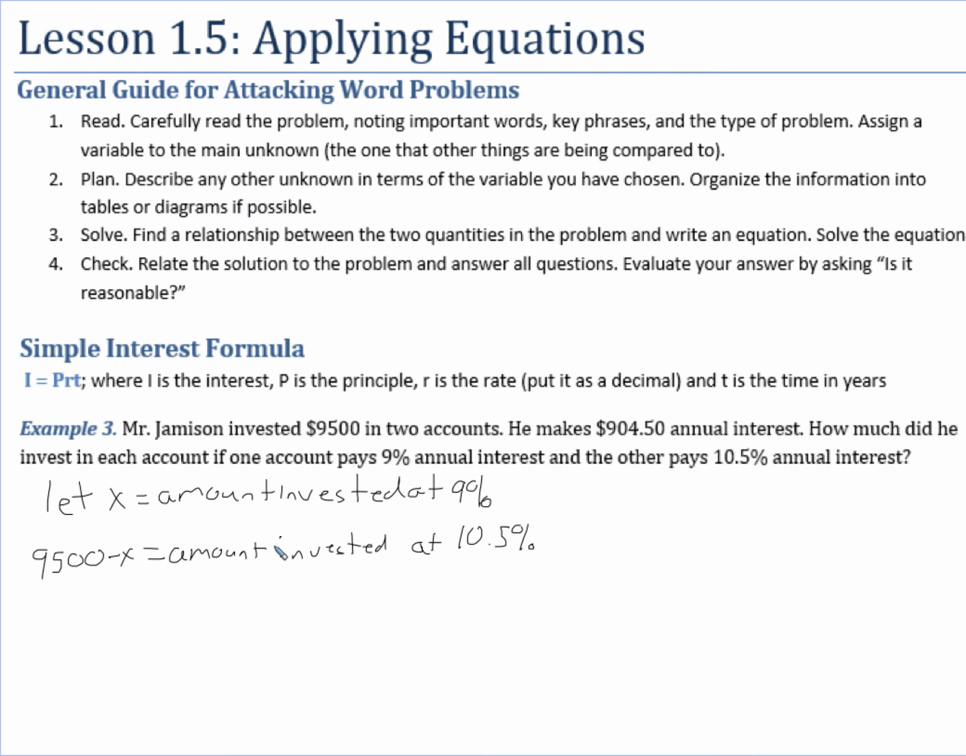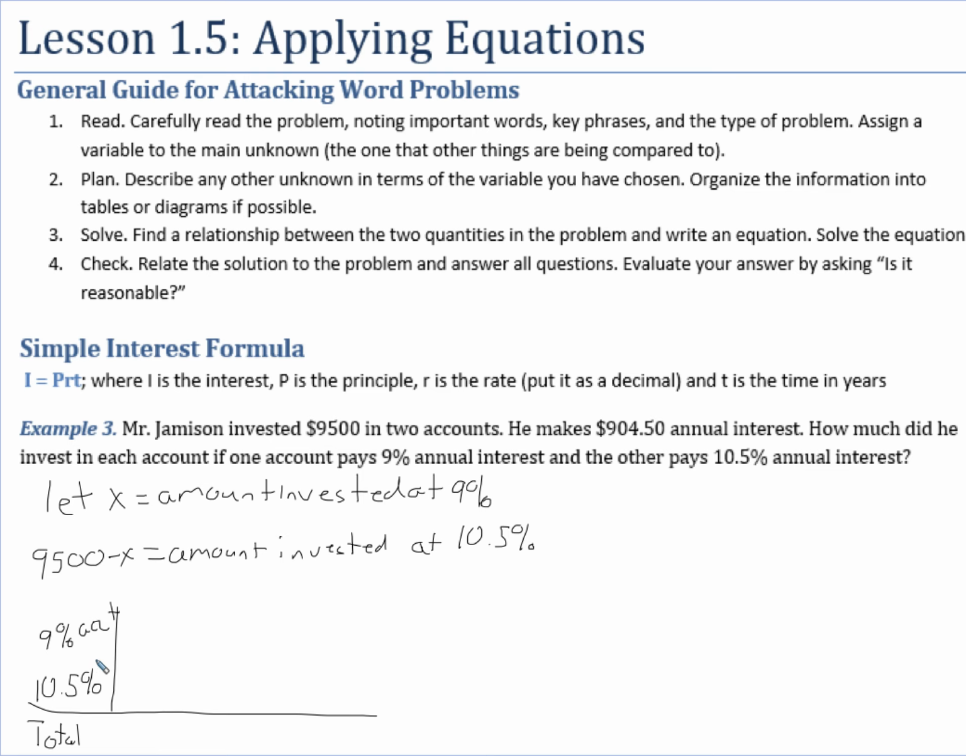So what we did there is we came up with our first variable, and then we were able to describe, so step 2, plan, our other variable. And now we're going to set up a table here because he has these two accounts. So we have the 9% account and the 10.5% account. And in this case, we have totals. So we're actually going to make a column where we say total. And we have to be careful about this. So these are both our accounts.